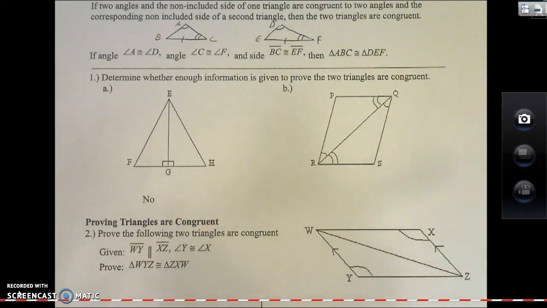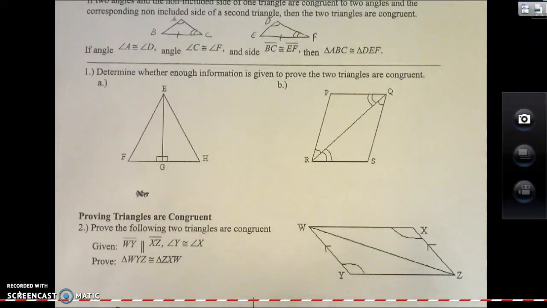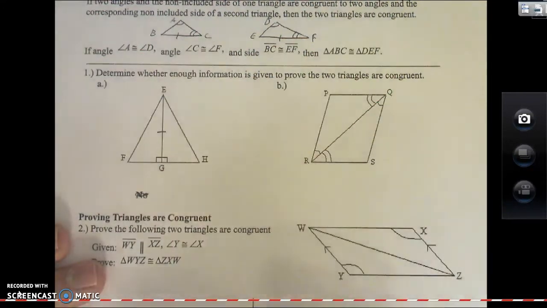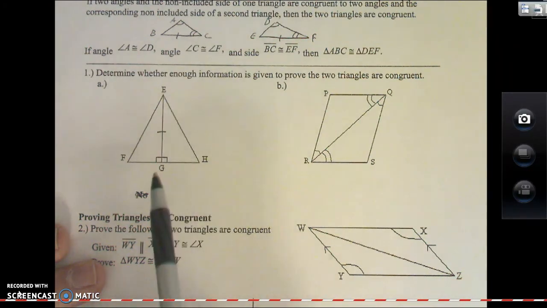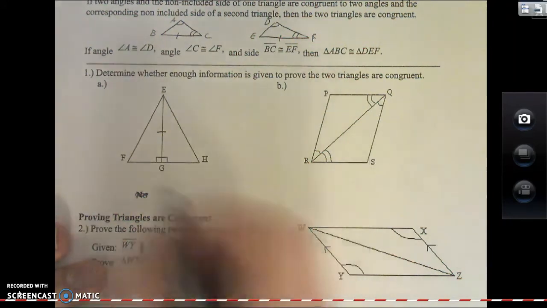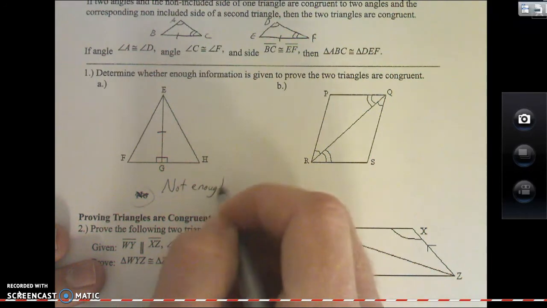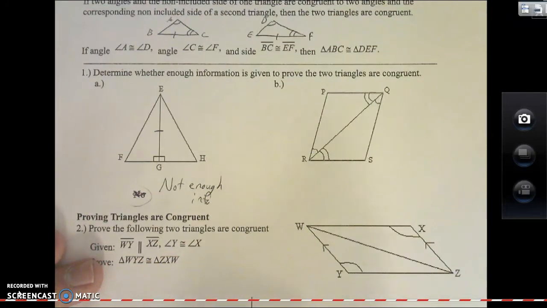All right. Number one. Now we have lots of different things here, and my apologies for the no there. You'll see why in a minute. Determine whether enough information is given to prove the two triangles are congruent. For my first one, I can see that EG and EG, they're back to back, so that's congruent. That's okay. So I've got a 90-degree angle and a side, but nothing else. So, no, this would be an example of not enough info. You just don't have enough in order to prove it.